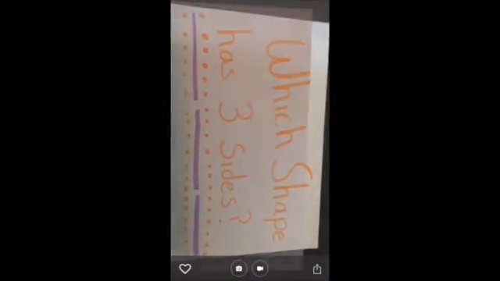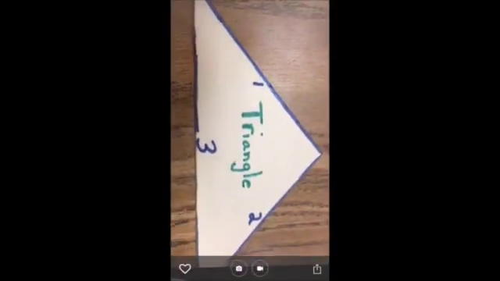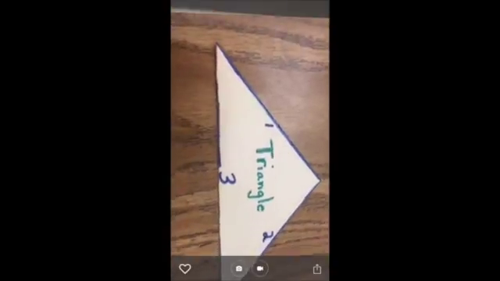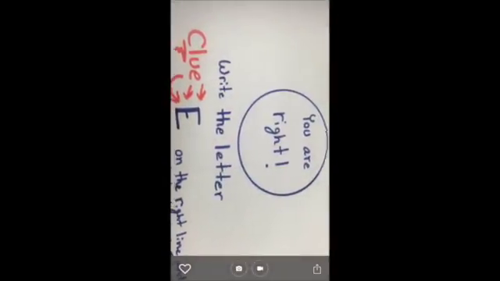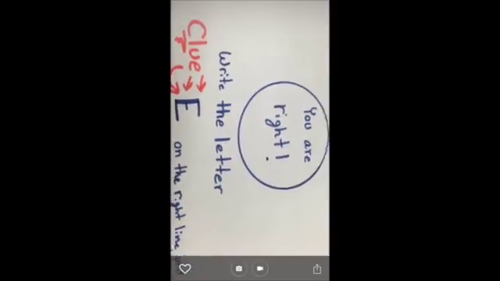The next couple of activities are almost exactly the same. Which shape has 3 sides? And it's going to be a triangle. 1, 2, 3. Now, one thing that I discovered is that I should probably use these at the beginning of the game. Oh, which shape has only 1 side? And this gives a clue. It says go to the next activity.